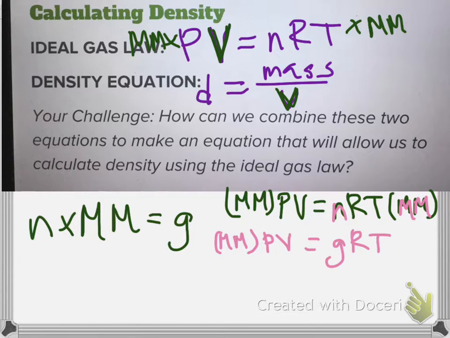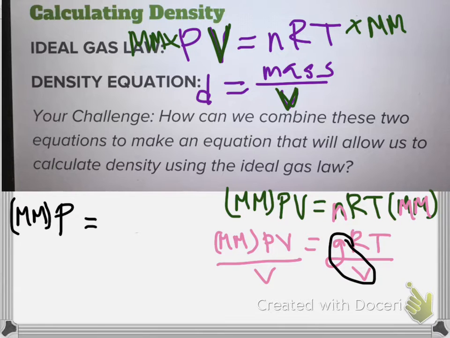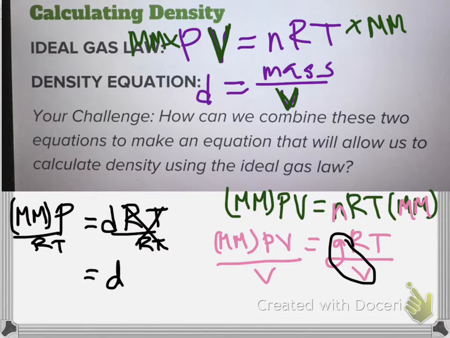Our density is mass divided by volume, so now we're going to divide both sides by volume. And now we are going to get that molar mass times pressure equals grams divided by volume, which is density, times RT. Let's just get density alone, so we're dividing both sides by RT. And density equals molar mass times pressure divided by RT.